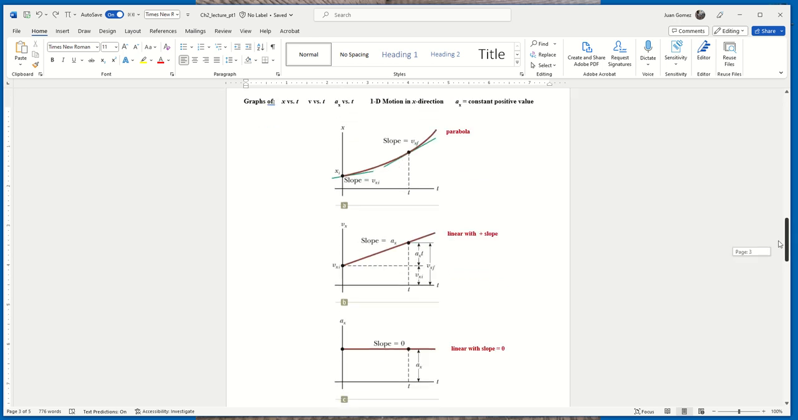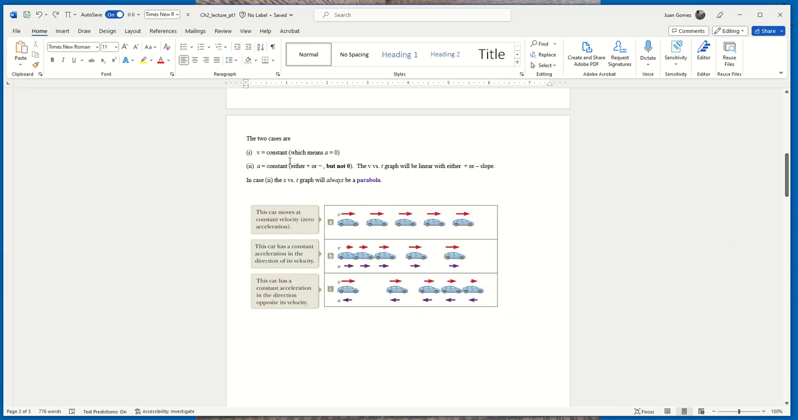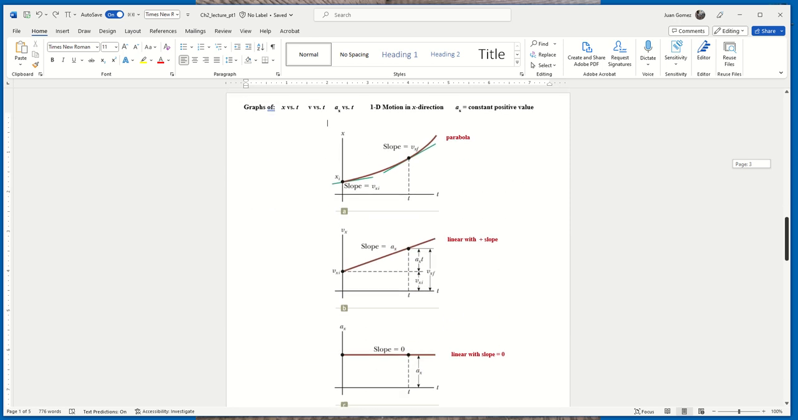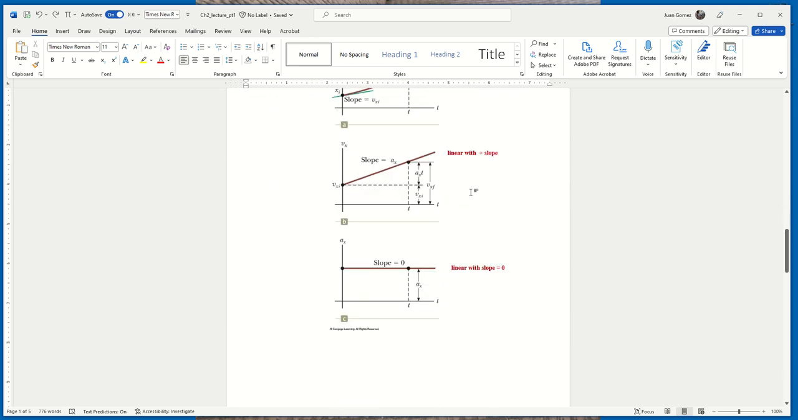So again, this is 1D motion with constant acceleration. Again, a is not 0. The a equal to 0 case is trivial; that means v is constant. So the distance versus time graph will always be a parabola. The v versus t graph will always be linear with a positive or negative slope. The acceleration versus time graph will always be linear with a slope of 0.